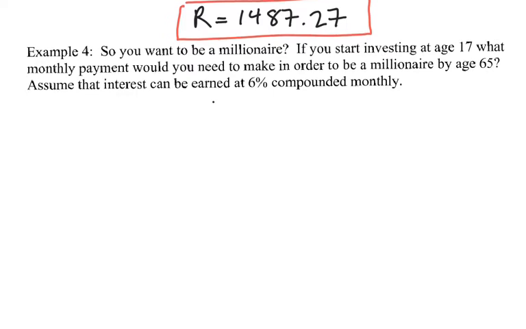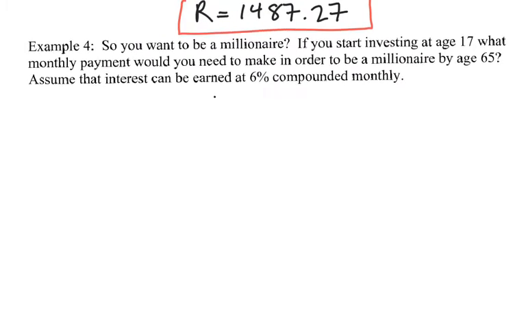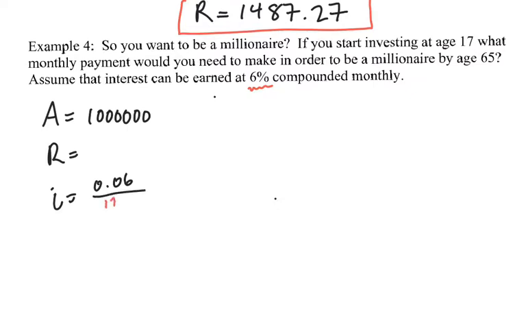For example 4: everybody wants to be a millionaire. It says, if you start investing at age 17, what monthly payment would you need to make in order to be a millionaire by 65? We start with A. A has to be 1 million, so that's 1 with 6 zeros behind it. We have our R, which we don't know. We do have our i, though. Our i is 6%, but it's compounded monthly, so we eventually have to divide that by 12.